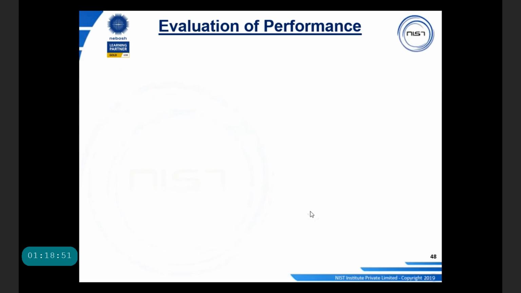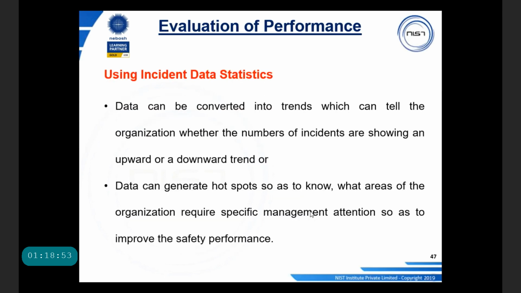Okay, so we'll just quickly finish with the reactive monitoring, and then we can discuss what I wanted to discuss. Using incident statistics, data can be converted into trends. We spoke about trends and patterns the other day. The slide speaks about that. Data can be converted into trends, which can tell the organization whether the number of accidents is showing an upward or a downward trend, meaning increasing or decreasing. Or data can also generate some hotspots. Hotspots are patterns, if you remember. So as to know what areas of the organization require specific management attention so as to improve the performance.